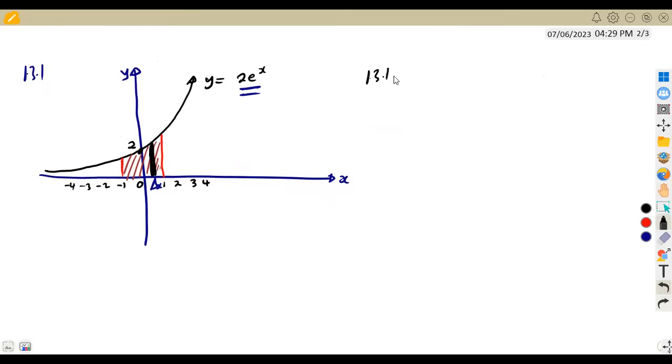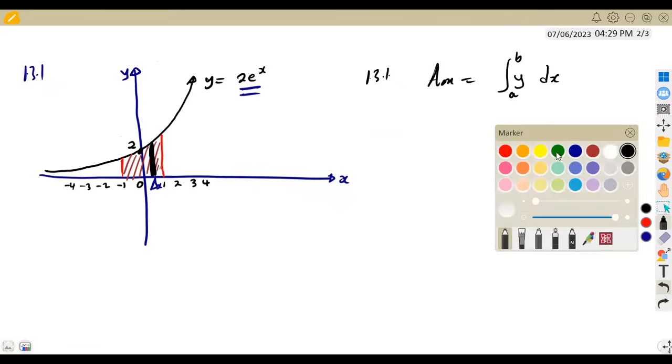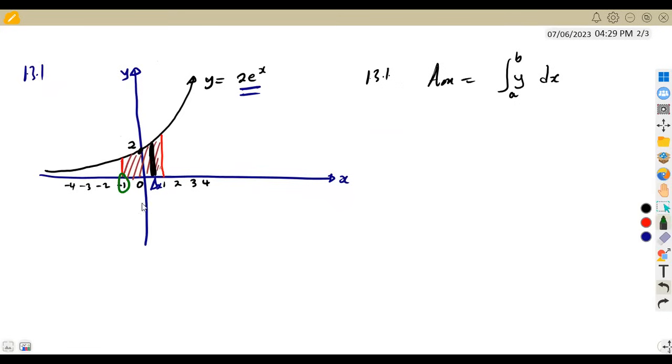So this is 1.31. Our area with respect to x is going to be the integral of y with respect to x from a to b, which you are given this formula. So we take our a, which is our lower limit, which is -1, and our b, which is our upper limit, which is +1. So we are going to integrate y, which is this function. This is the one that you're supposed to integrate.